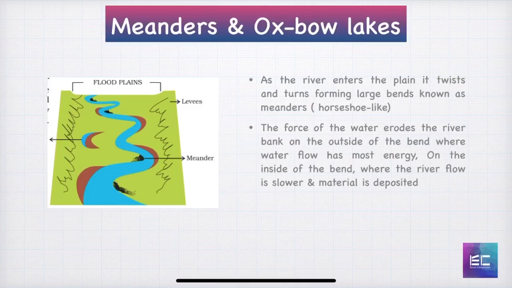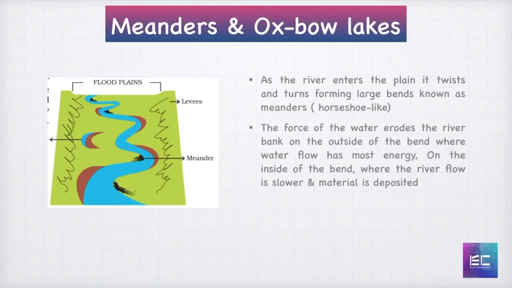Also, a river has more force on the outside of the bend, where it has most energy, and on the inside it has less force. So erosion happens on the outside, that is, breaking away of particles happens on the outside, and these particles get deposited on the inside of the bend, and this process keeps on happening. So what happens? Let's repeat. On the outside bend, erosion will happen. Particles will break away. Water will carry these particles, and when an inside bend comes, for example here, these particles will get deposited.